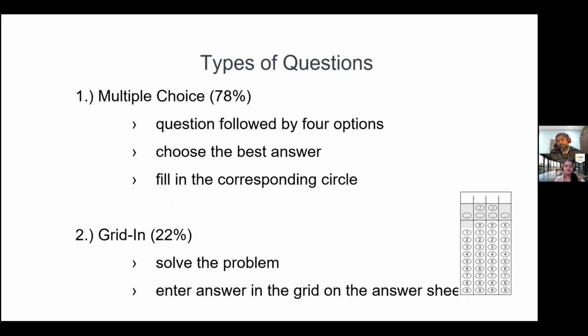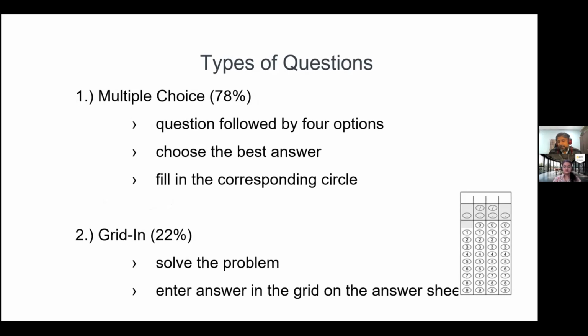The types of questions, number one, we have the MCQs or the multiple choice questions. Typically MCQs, the questions would be followed by 4 options. You have to choose the best answer, obviously, and you have to fill the corresponding circle in the OMR sheet. The second type of questions are grid-ins, 22%.